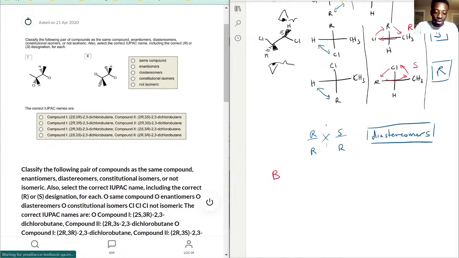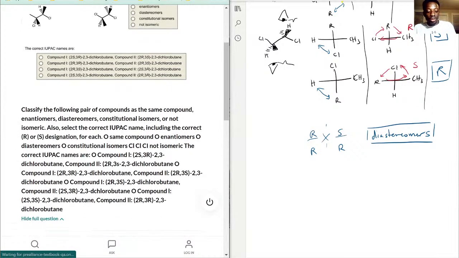I'd love to write out the whole thing, so I'm going to pause it here for you to write down just in case you need this in this example. So compound 1 is 2R, 3R, 2,3 dichlorobutane, okay, which makes sense because there's 4 CH3s, 4 carbons, and then 2 chlorines. That's it. And compound 2 is 2R, 3S, 2,3 dichlorobutane, also that. So diastereomer, that's what they are.